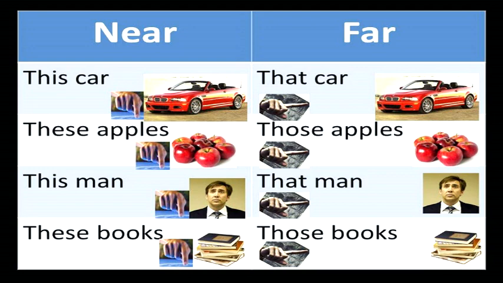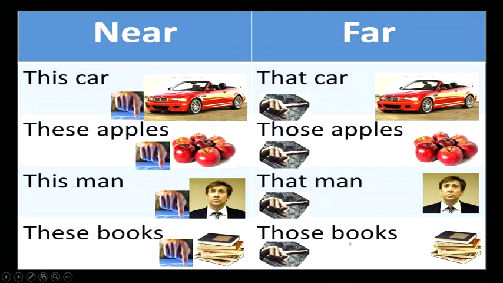We always use a noun with our demonstrative adjectives. Now when the car is far, it becomes that car. When the apples are being pointed at from a farther distance, you see the finger is pointing at the apples far away. So it becomes those apples. Similarly, that man, because it is far from the pointer. Those books, because the books are plural and they are far.